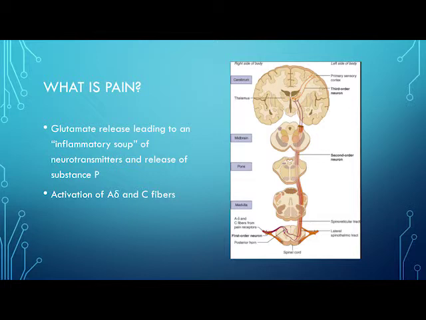It actually is difficult to define, though, because you can think of pain as the glutamine release that leads to this inflammatory soup and then release of substance P activating A delta and C fibers and then going up to your cortex. But that doesn't really seem to capture what pain is, at least not to me.